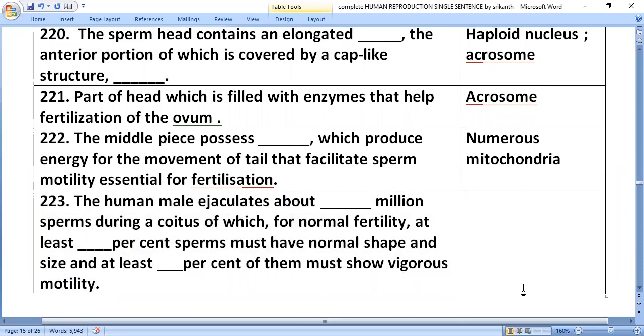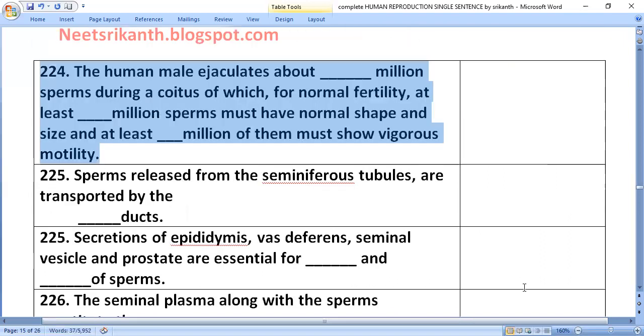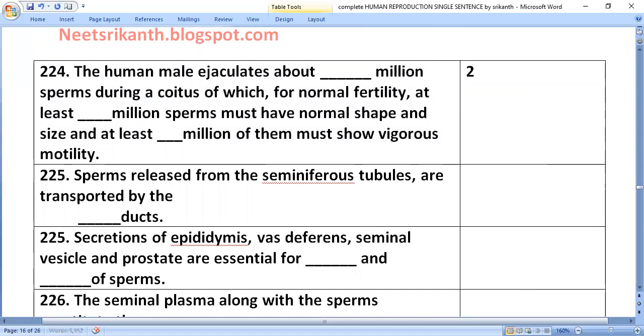The human male ejaculates about 200 to 300 million sperm during coitus, of which for normal fertility at least 60%, that means 120 to 180 million sperms, must have normal shape and size, and at least 40% of them, that means 48 to 72 million, must show vigorous motility.